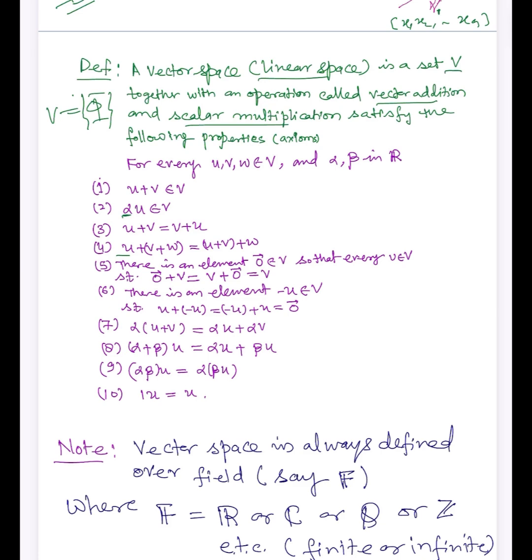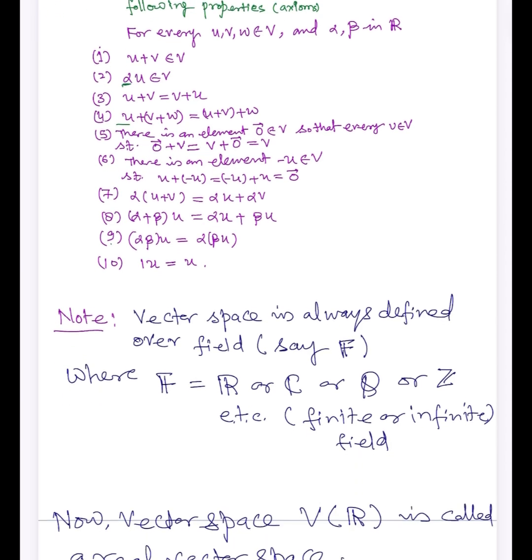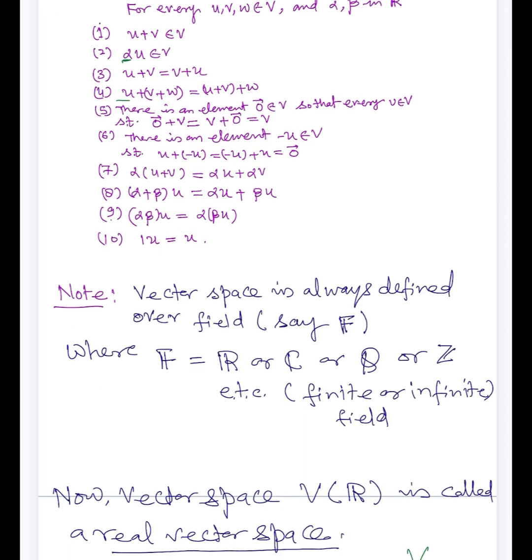The seventh, eighth, and ninth properties are distributive properties under vector addition and scalar multiplication. The last one is the multiplicative identity property. So these 10 properties need to be satisfied for a given vector space. Now the question is, a vector space is always defined over a field, let's say F, where F can be real, complex, rational, or any finite field Z_p, right?